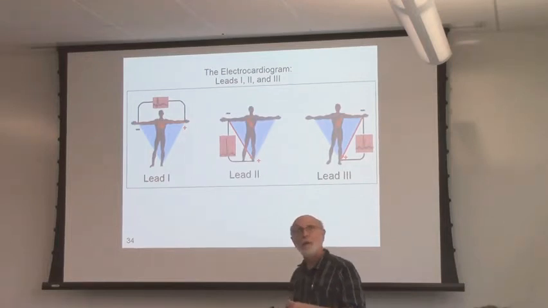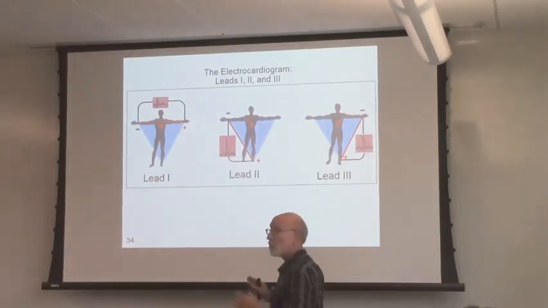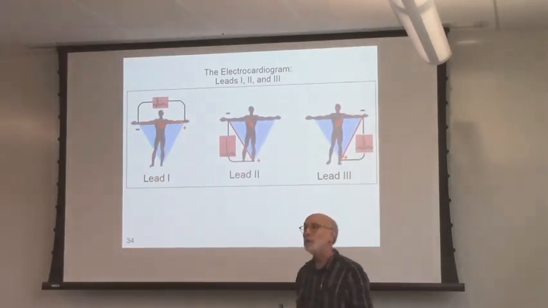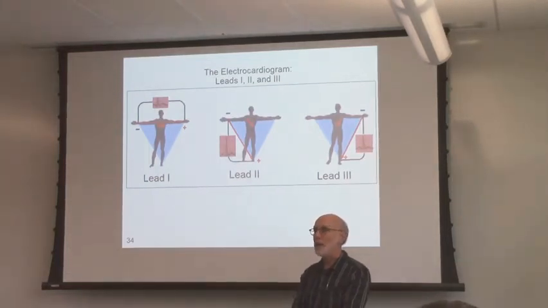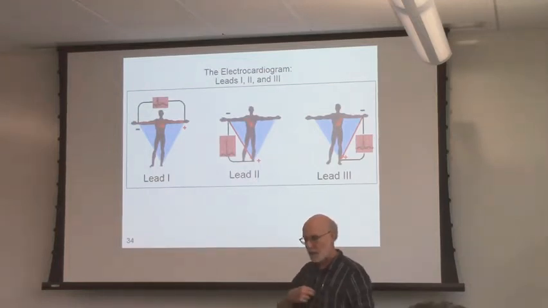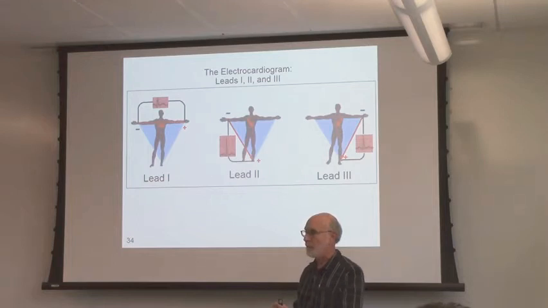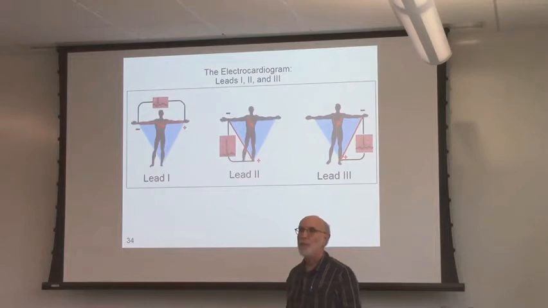The electrocardiogram is recorded from multiple electrodes. So how many of you have ever had an ECG recording done on you? Okay, they probably attached electrodes to your body with an adhesive, right? And they may have attached as many as 12 electrodes to your body. We're only going to do 3 at a time.